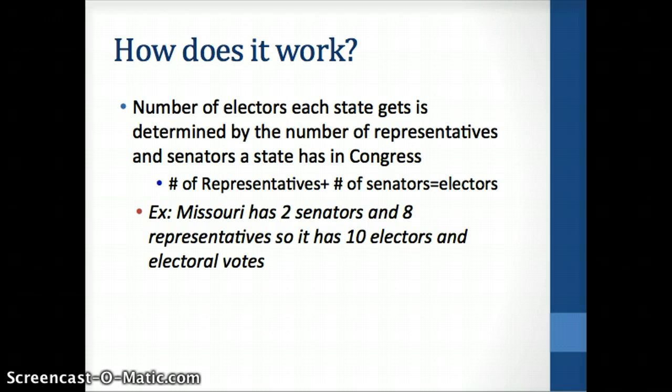So let's get a little bit more specific about how all this works. I mentioned the word electors, and electors are people who get together and pass the vote for their party. Each party is going to pick a slate of electors, so there are Democratic electors and Republican electors. The number of electors each state gets is determined by the number of representatives and senators a state has in Congress. So the number of representatives plus the number of senators equals the number of electors. For example, Missouri has 2 senators and 8 representatives, so it has 10 electors and therefore 10 electoral votes.